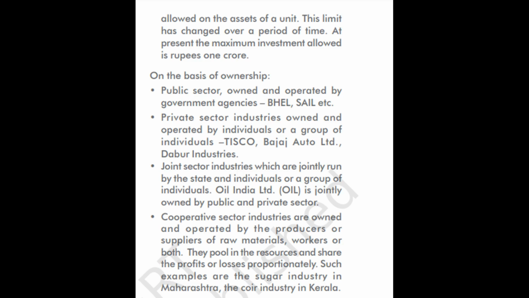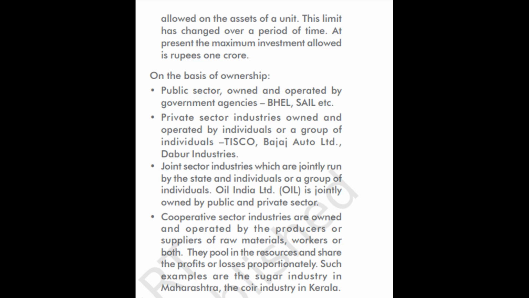On the basis of ownership, there is the public sector, owned and operated by government agencies, such as BEL, SAIL, etc. Private sector industries are owned and operated by individuals or a group of individuals, such as Tisco, Bajaj Auto Limited, Dabur Industries. Joint sector industries are jointly run by the state and individuals or a group of individuals. Oil India Limited, OIL, is jointly owned by the public and private sector.